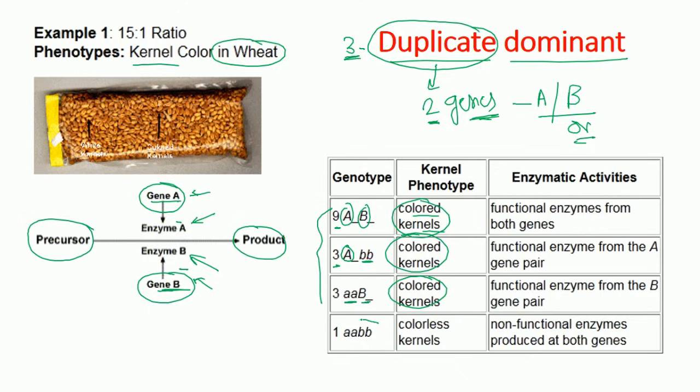And finally we have small a small b, which is 1 out of 16 offspring. In this case they don't have either A or B. So ultimately this organism will not have any color. So colorless kernels will be generated very rarely, 1 out of 16. So if we add the colored kernels, it will be 15, and colorless kernels will be 1.